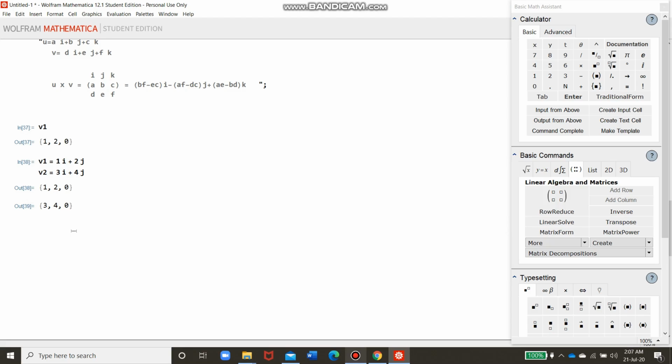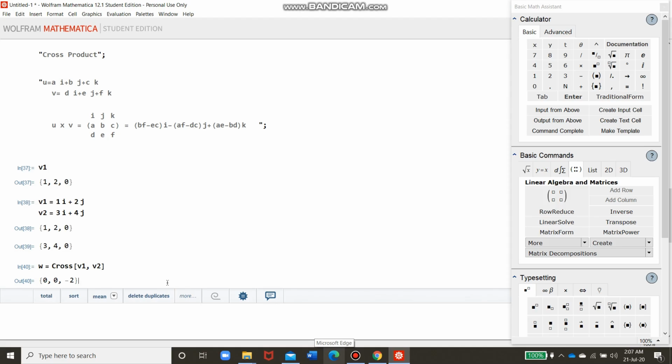In terms of cross products, what I'm going to do is assign a value w equal. There is a command called cross. So you just open your square brackets, type in v1 comma v2, close the square brackets, shift enter. So this is your answer. You can apply this formula over here. So your I value is 0, J value is 0, and your K value is minus 2. So this is how you do a cross product.